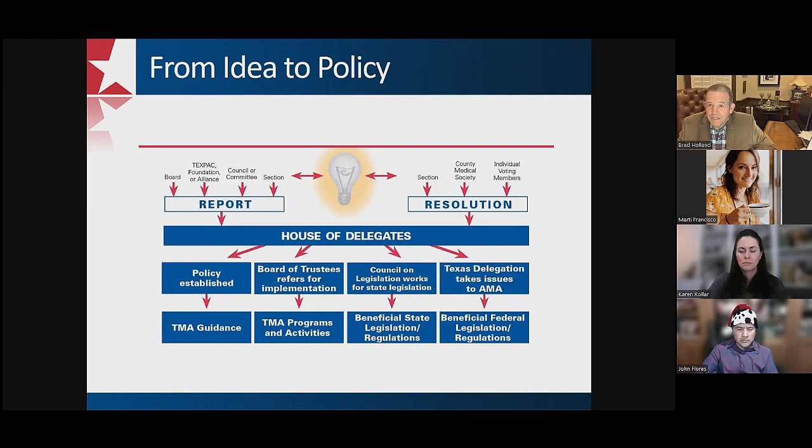And that then ends up as beneficial state legislation and/or regulations that our legislators vote on. Or last, it could be given to the Texas delegation to the AMA for any federal issues and regulations.